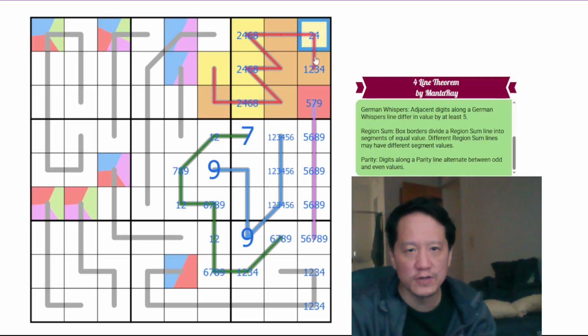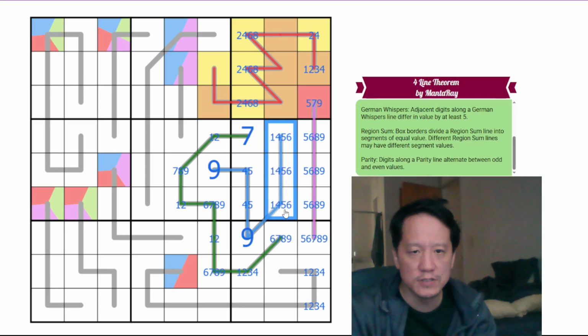But this is even. And so this has to have 6 and 8 here, which means this cannot be 1, 8 or 3, 6. Can't be 2, 7, so it's 4, 5, which means this is 1, 2, and 6. So 1 has to be here. This cannot be 4, so this must be 4 here. So it's not 1, 4 here. It's 2, 3.